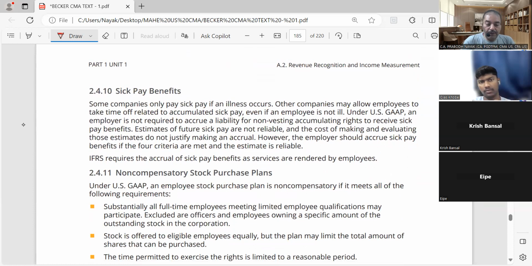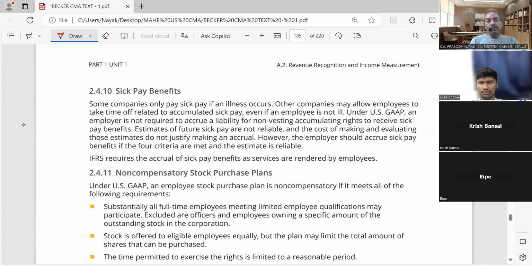Sick pay benefits. Some companies only pay the sick pay if an illness occurs. Other companies may allow the employees to take time off related to accumulated sick pay, even if an employee is not ill. That means, in some cases, the sick leave can be strictly applied only when you are sick, and not in any other case.